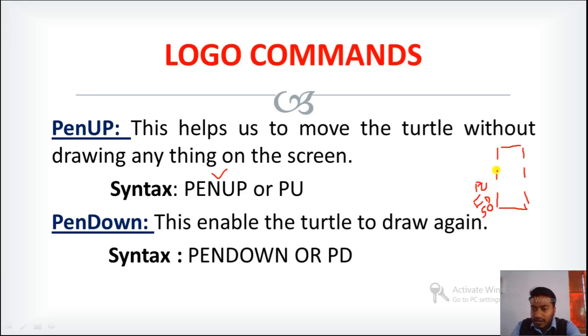Then I want one more line, so we have to give the PD command here, because the PD command enables the turtle to draw again. Now here you can see we have to draw again, so we have to give the PD command. After drawing this part, again we want a gap, for that we have to give the PU command, then the FD command like this. Now let me show you the practical so you can understand the concept of pen up or PU and PD, pen up and pen down.